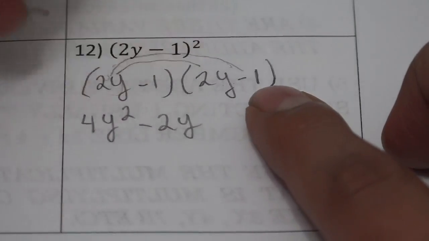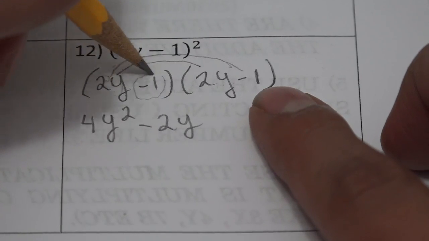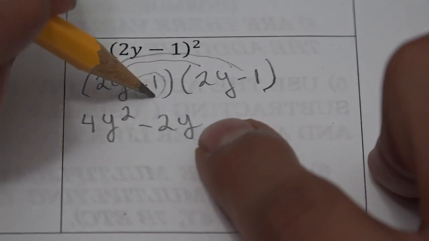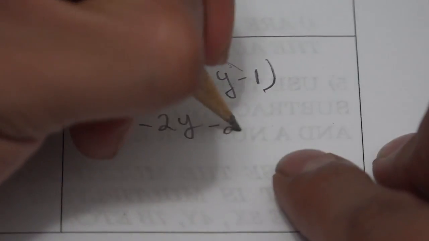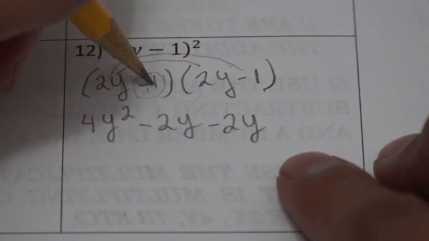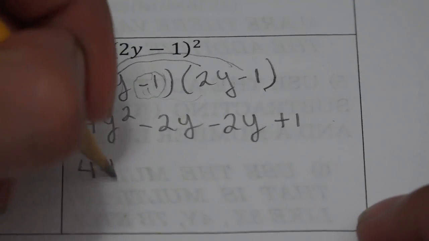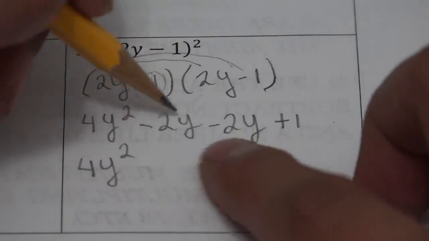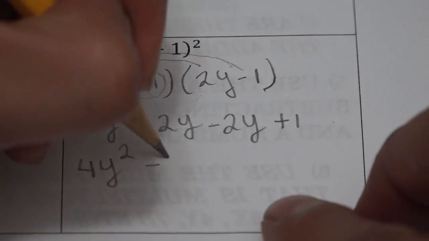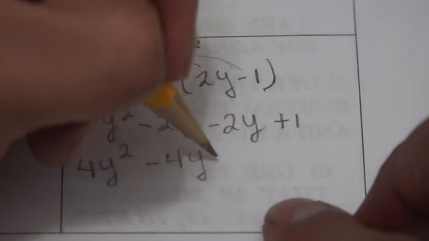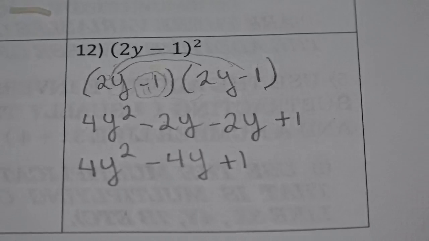I'm done with this. Now I'm gonna use this number. Okay. So negative 1 times 2y is negative 2y. Negative 1 times negative 1 is positive 1. And now I add the like terms. Negative 2y and negative 2y, that makes negative 4y. And then this one doesn't have a like term.